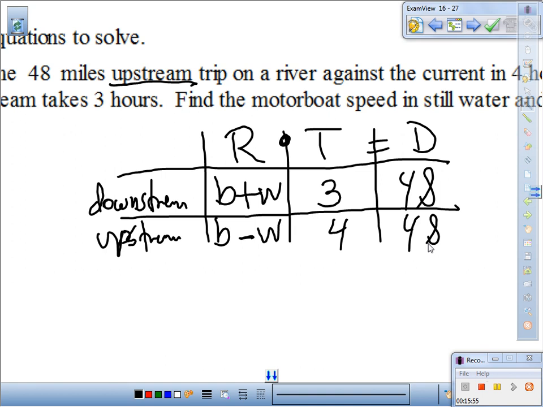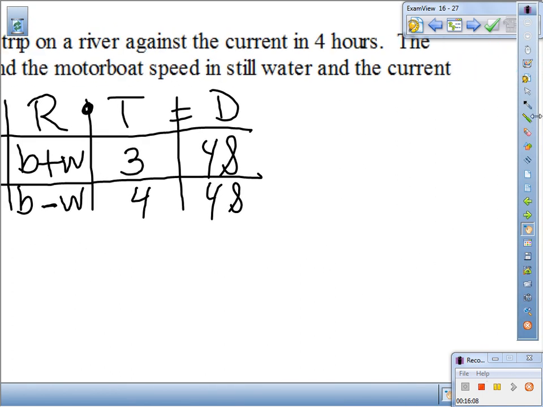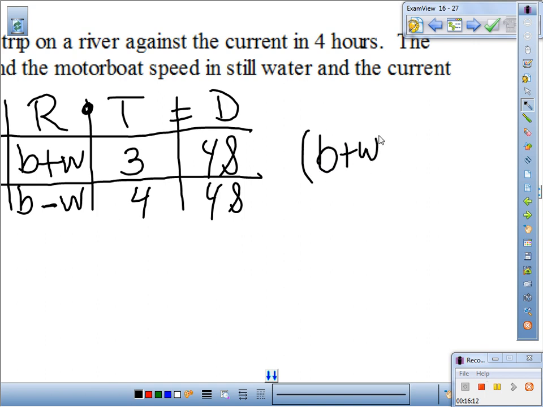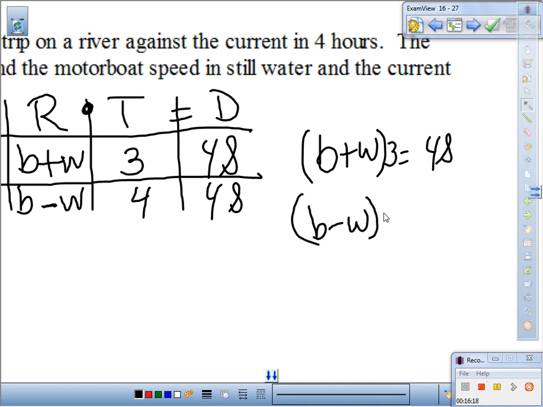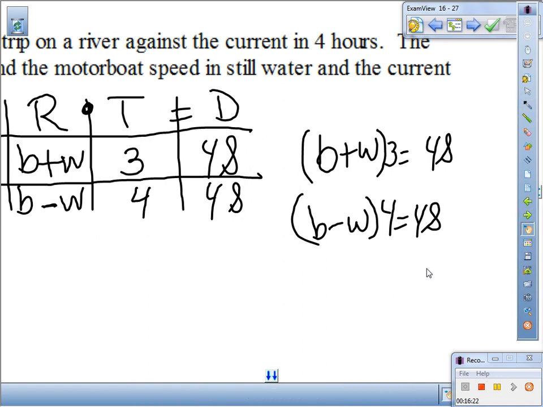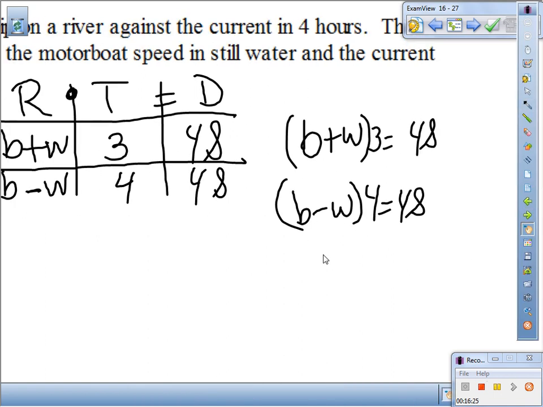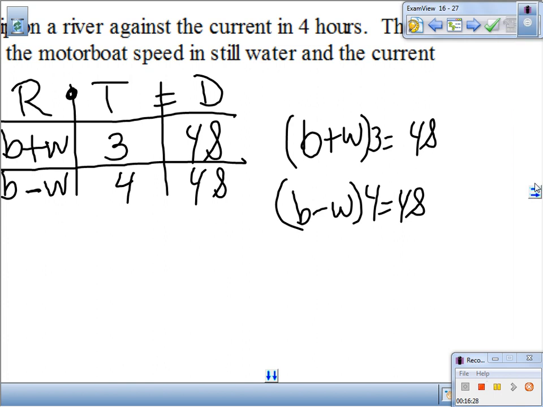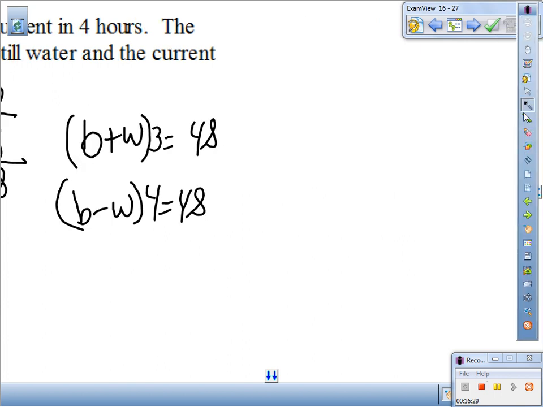Yeah, some of you can leave it as C instead of writing W. C for current. Okay. So let's write our system. B plus W times 3 equals 48. B minus W times 4 equals 48. Are we there so far? All right. Let's see. What do I do from there? Justin.